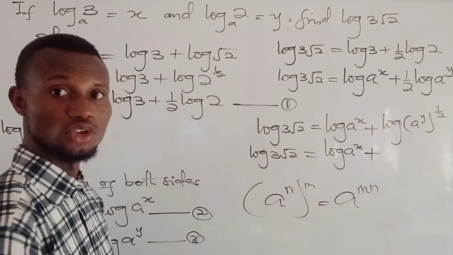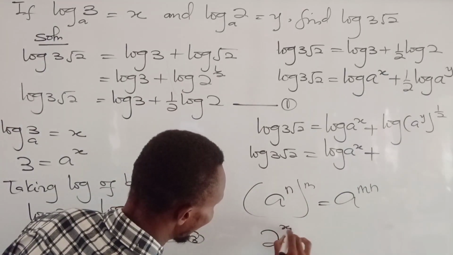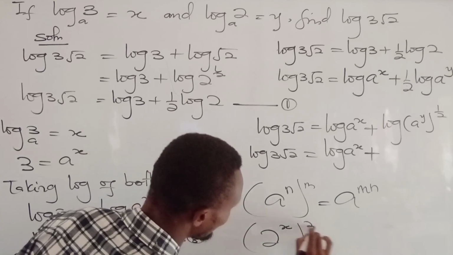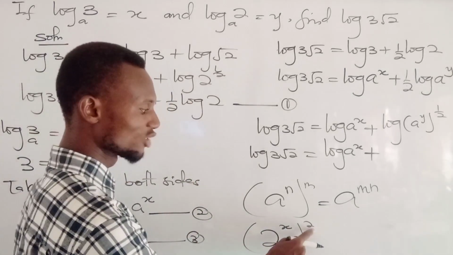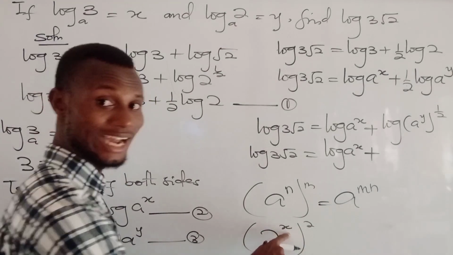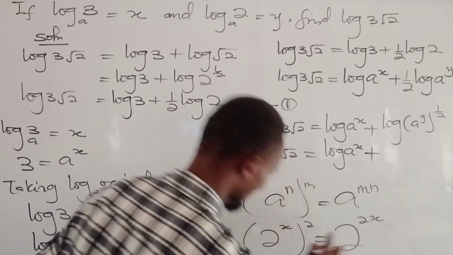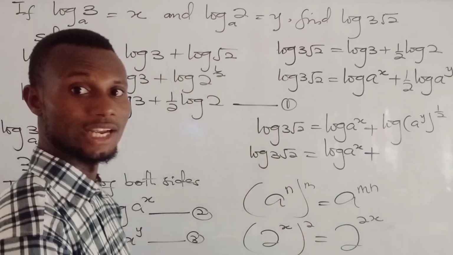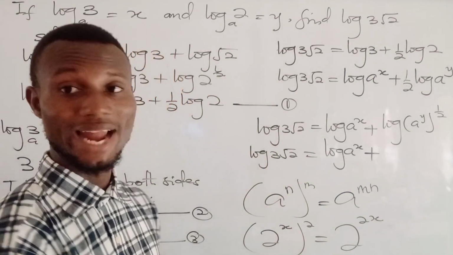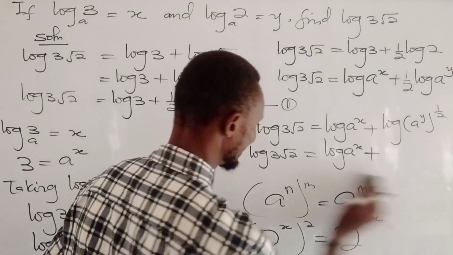So let me use another example. Let's say I have 2 to the power s, raised to the power 2. The law says that this power 2, which is outside the bracket, will multiply the power s, which is inside the bracket. So we can write it as 2 to the power 2s, because the 2 multiplies the s. Okay, so that's what we are going to apply from here. Let me clean this one and let us continue.